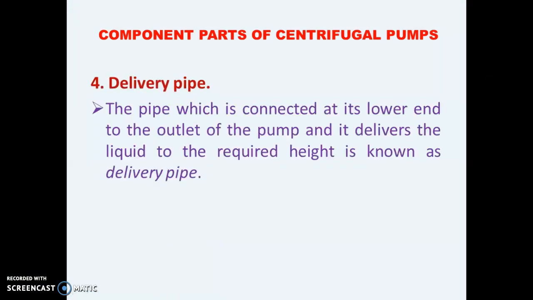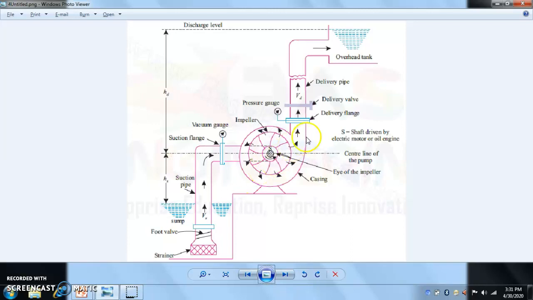Now delivery pipe. The pipe which is connected at its lower end to the outlet of the pump and which delivers the liquid to the required height is known as the delivery pipe. This is the delivery pipe which conveys the fluid to the required height in the overhead tank.